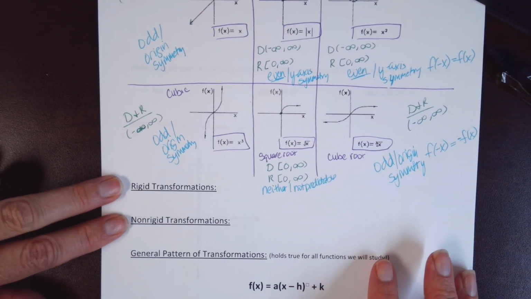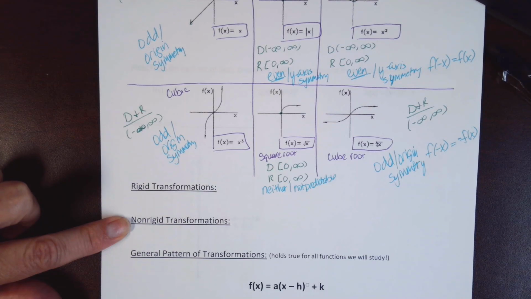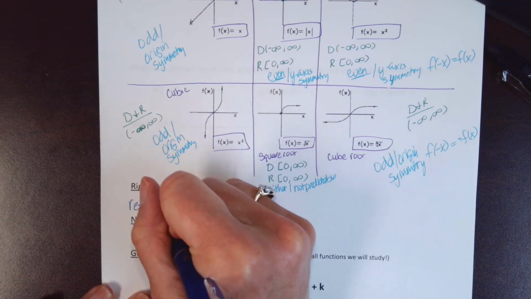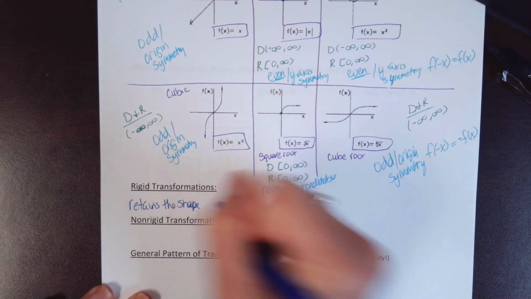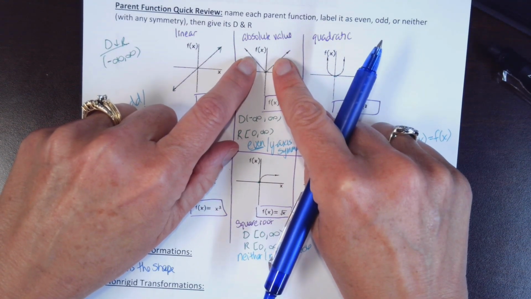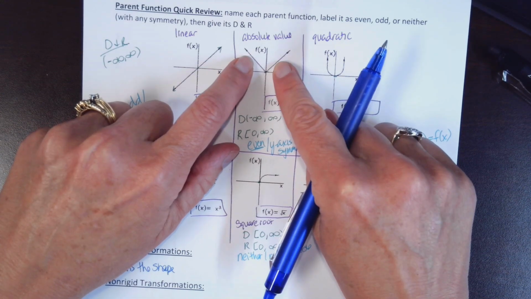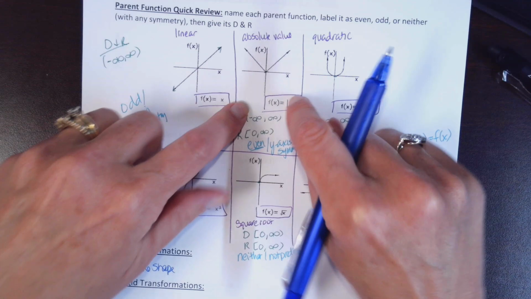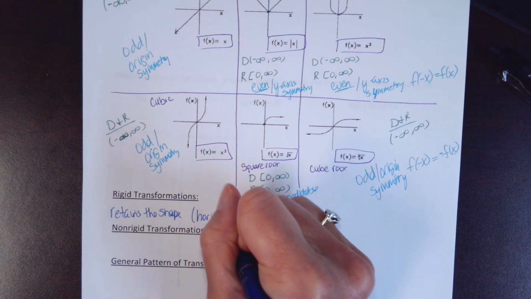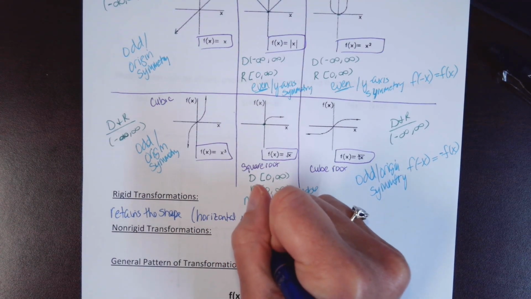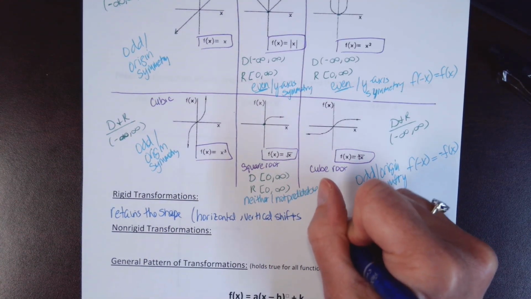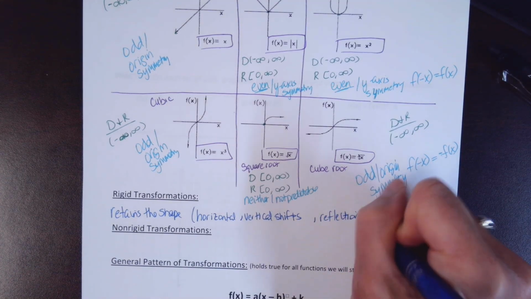I haven't changed what type of function it is. My transformations come in rigid and non-rigid versions. If I have a rigid transformation, it retains the exact shape. So like I have this particular V, it's not going to open wider or narrower, get skinnier or fatter. It just moves left, right, up, down, flips over. Those are rigid transformations. My rigid transformations are horizontal or vertical shifts, and reflections over either the x or y axis.